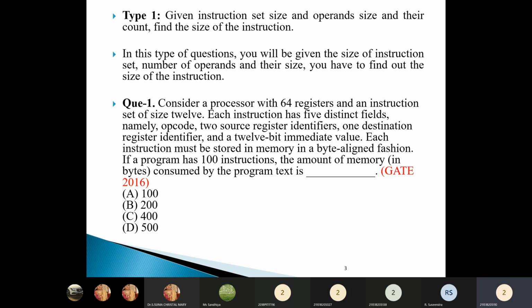If a program has 100 instructions, the amount of memory, in bytes, consumed by the program text is how many? So we have options here. Option A 100, option B 200, option C 400, and option D 500. Does anyone have an idea or any guess about the question? Anyone? Okay, let's see the solution so that you will understand more clearly.